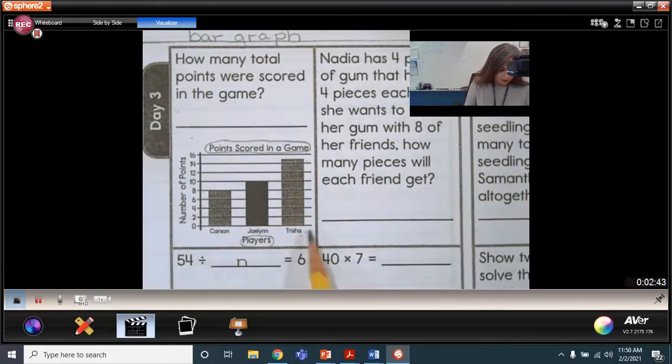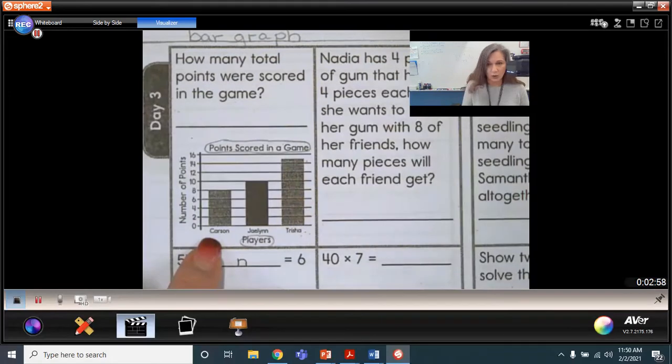Well, these were your players. So these are the players that scored points. Maybe some of the other players didn't score points. We don't know because we don't know what the game was, really. So let's take a look at how many points did Carson score during the game.